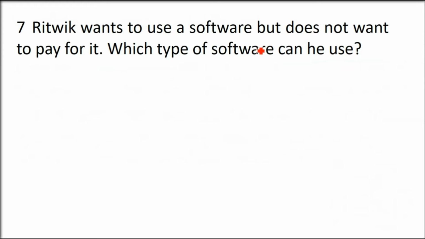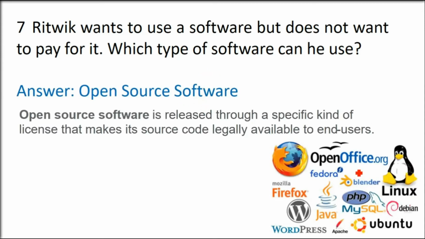Ritvik wants to use a software but does not want to pay for it. Which type of software can he use? So Ritvik can use open source software, OSS. Now if you see here, all these big, famous software: Mozilla Firefox, WordPress, Java, Apache, Ubuntu, MySQL, Debian, Linux, Blender, Fedora, OpenOffice.org, OpenOffice basically. All these are open source software because the source is in front of you. And why are they good software? Because the source is in front of you. If any bugs or problems are there, they can be easily countered. So freely it can be used.